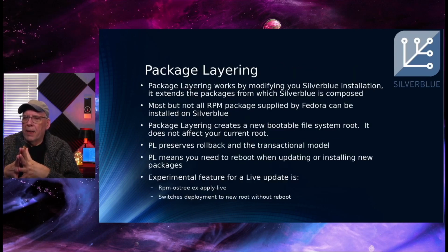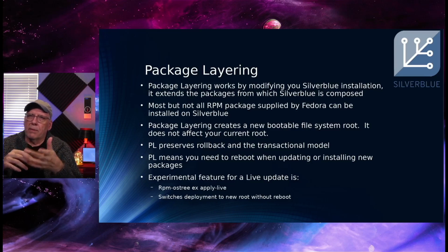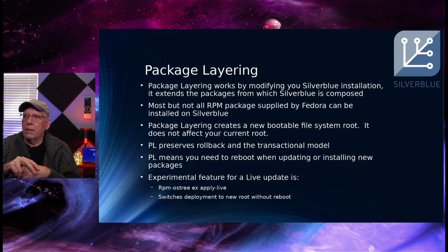Package layering is what ostree really provides us. It works by modifying your Silverblue installation, and it extends the packages from which Silverblue is composed. So I have a base set of packages, a kernel, libraries, and so forth that make up Silverblue. And the package layering allows me to modify and extend that. But most, but not all, RPM packages supplied by Fedora can be installed on Silverblue. So there are some exceptions where certain RPM packages just won't work.